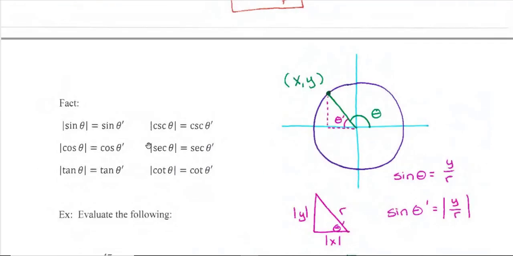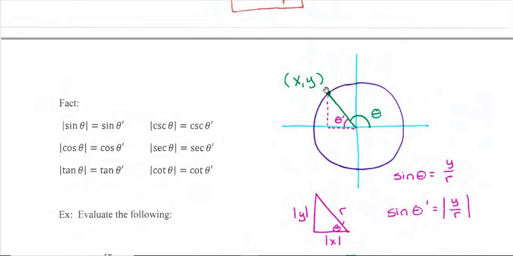All right, well, here's a little fact for you, and this is really important. The absolute value of the sine of any angle will give you the sine of its reference angle. Same thing, the absolute value of the cosine of any angle will be the cosine of its reference angle. And the absolute value of the tangent of any angle will be the tangent of its reference angle. Same thing for its reciprocals.